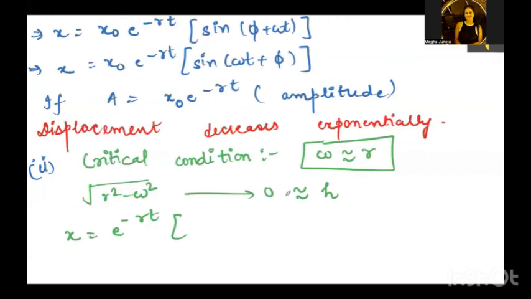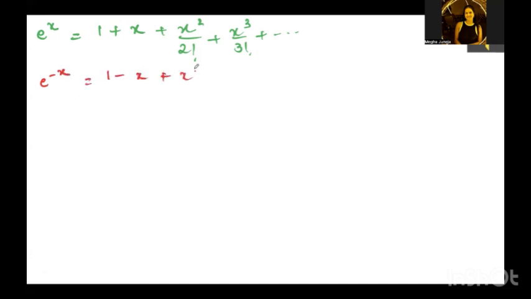OK, so from here we can simply mention it will be a e raised to the power ht, plus b e raised to the power minus of ht. Now tell me one thing, what is the formula of e raised to the power x? By binomial theorem, that is going to be 1 plus x plus x square over 2 factorial plus x cube over 3 factorial and so on up to. Similarly, the formula for e raised to the power minus of x will be equivalent to 1 minus x plus x square over 2 factorial minus x cube over 3 factorial and so on up to.